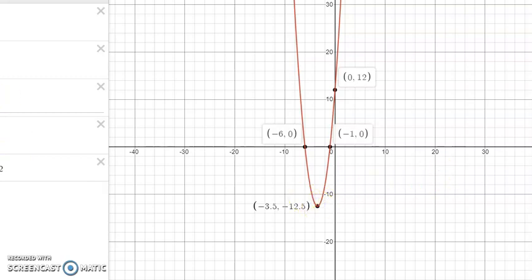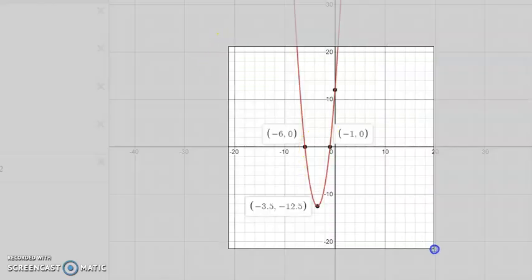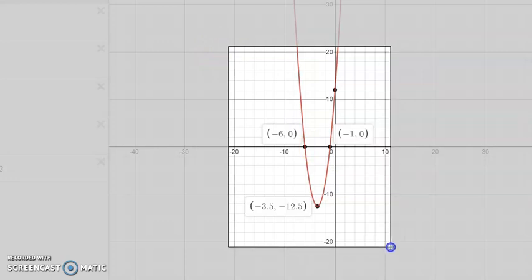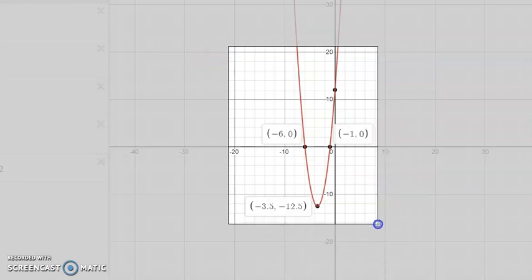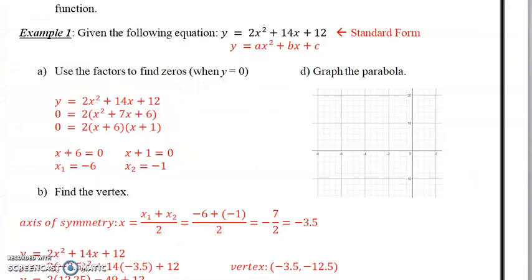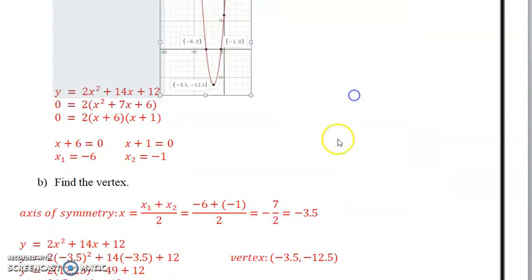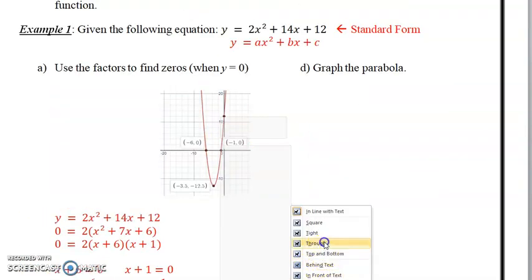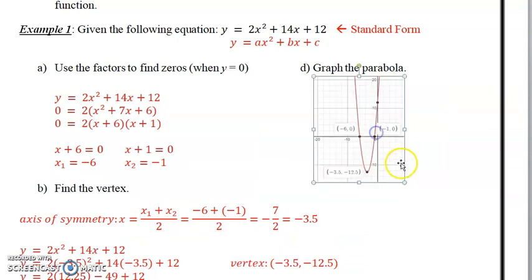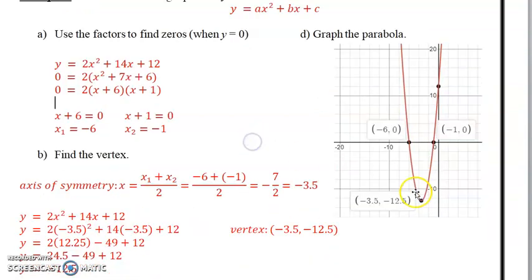There's my vertex. There we go. There's your graph. So enter our graph in here. There's the graph of the parabola.